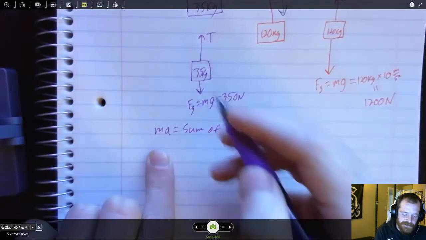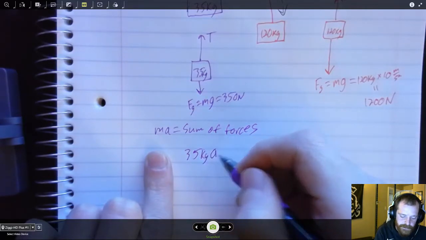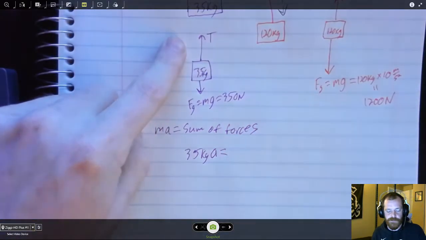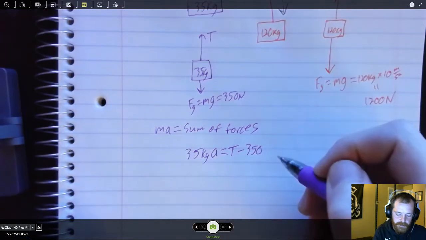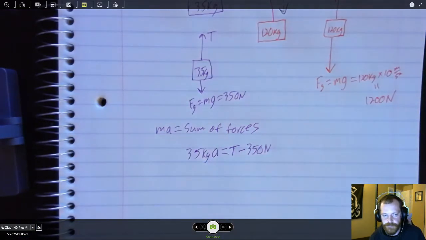So the mass times the acceleration, so 35 kilograms times the acceleration here is going to be equal to the sum of the forces. Now the tension force here is going to be greater. I'm going to do T minus, and then I have the weight pulling down. So that's going to be the smaller one. So T minus 350 newtons.